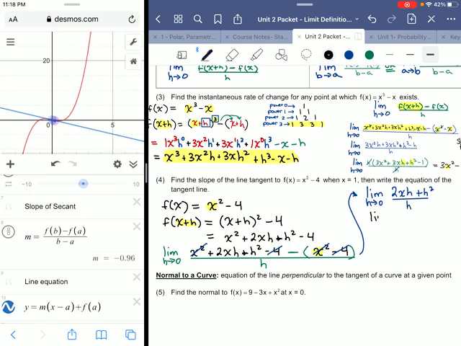Now you can kind of clean it up on the fly. That's going to become the limit as h approaches 0 of 2x plus h. Now you can apply your limit, replacing your h with a 0. Simplify, and you get 2x. And again, this is the slope of the tangent for all x.